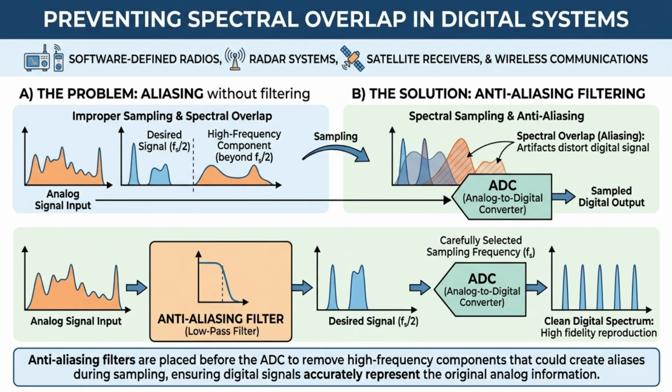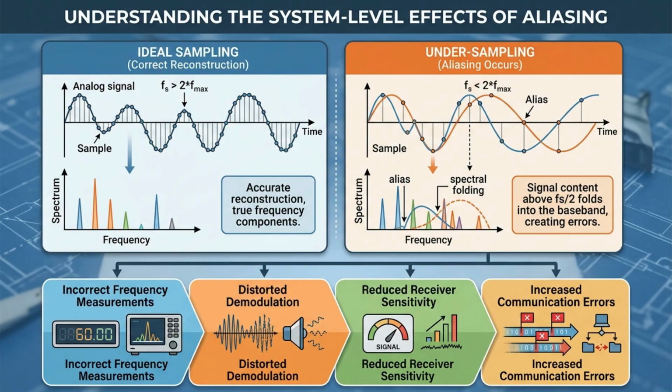Anti-aliasing filters are often placed before the ADC to remove high-frequency components that could create aliases during sampling. At the system level, aliasing can lead to incorrect frequency measurements, distorted demodulation, reduced receiver sensitivity, and increased communication errors. Understanding aliasing is therefore essential for designing reliable RF and signal processing systems.